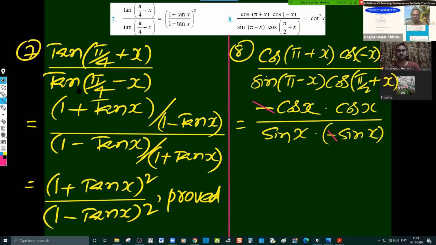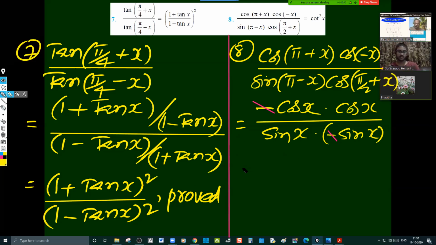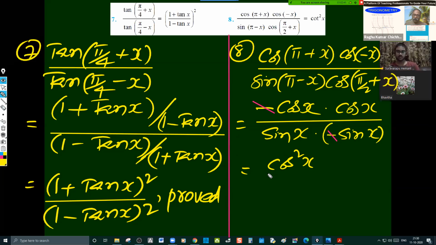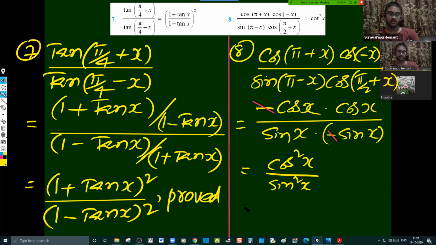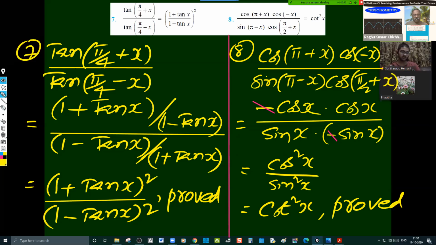What is the final answer? Cos square x divided by sine square x. What is its value? Cot square x. That's it. Hope you understand that, Maurya. Yes, sir.